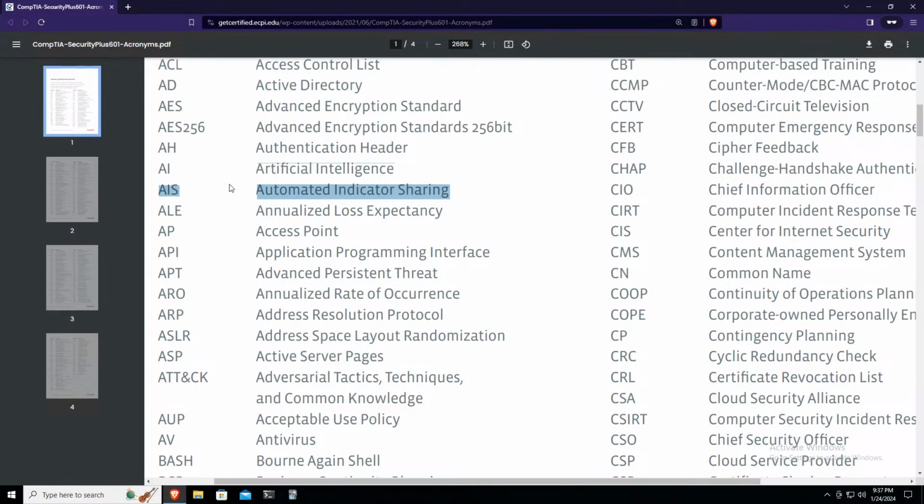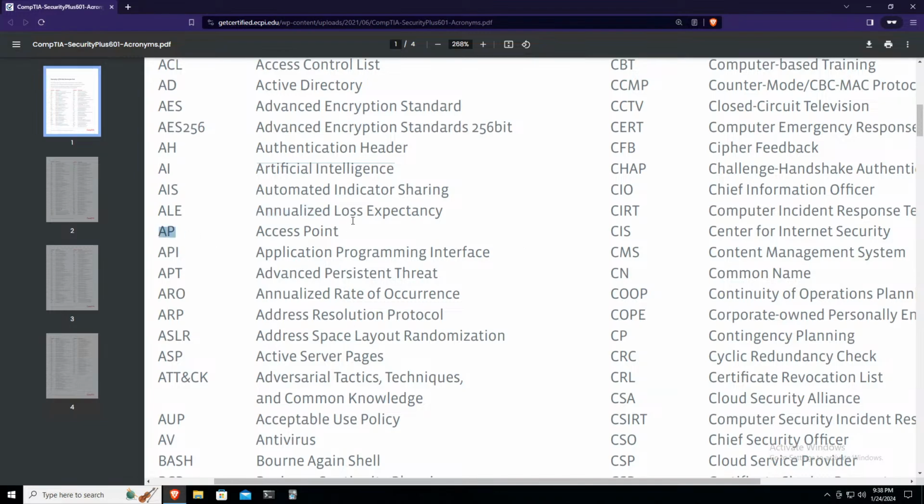ALE, Annualized Loss Expectancy. There were a few questions that I ran through with this one. Essentially, the concept is that you're running a calculation to figure out how much of something you can expect to lose based on a given scenario, like a fire or disaster. What's your loss expectancy? That is usually done through a calculation or a formula.